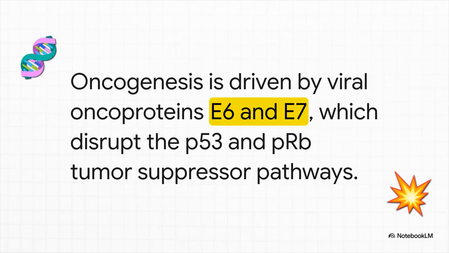So how does it actually cause cancer? Well, the linchpin for malignancy is the continuous expression of two viral oncoproteins, E6 and E7. Think of them as a tag team. E6 goes after and degrades the tumor suppressor p53. Meanwhile, E7 inactivates another key player, the retinoblastoma protein, or pRB. So together, they just completely dismantle the cell's main defenses against uncontrolled growth. It's a really effective and sinister strategy.